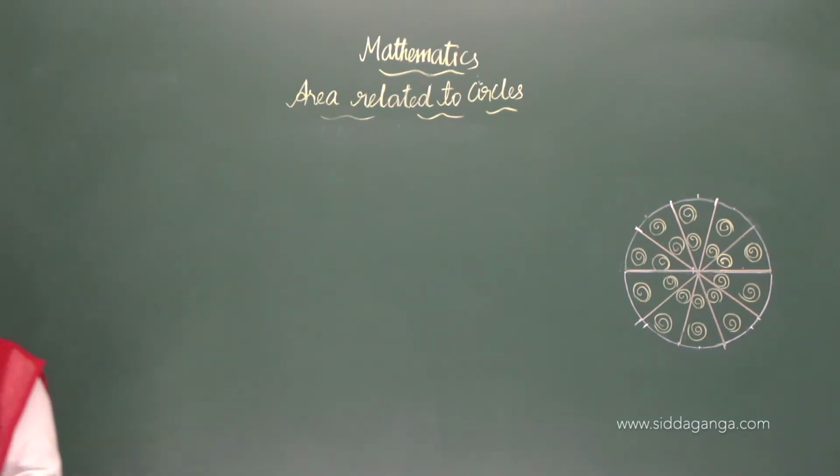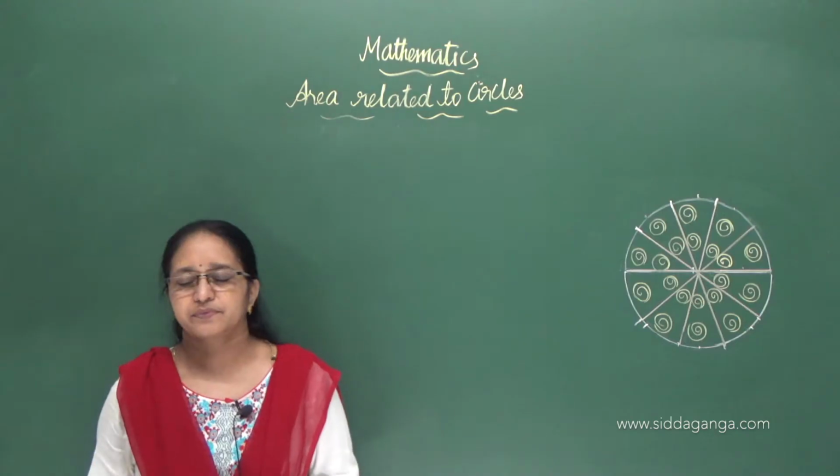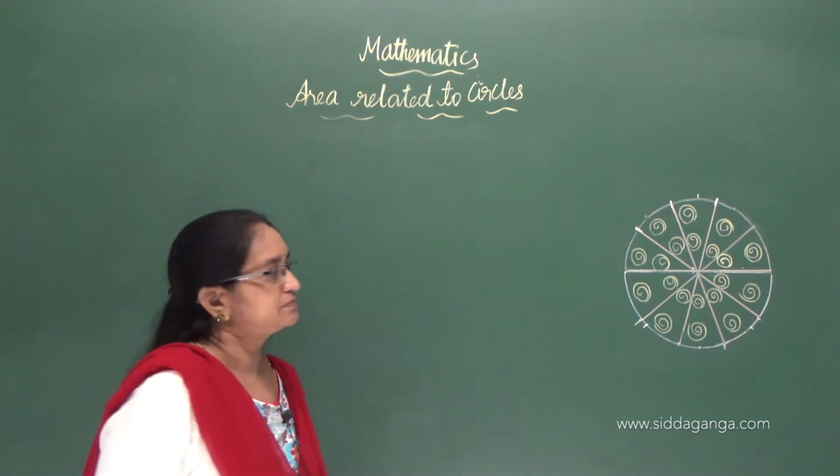Ninth one. A brooch is made with silver wire in the form of a circle with diameter 35 millimeter. The wire is also used in making 5 diameters which divide the circle into 10 equal sectors as shown in the figure. Find the total length of the silver wire required. Second one is the area of each sector of the brooch, okay. So again it's a very interesting problem.